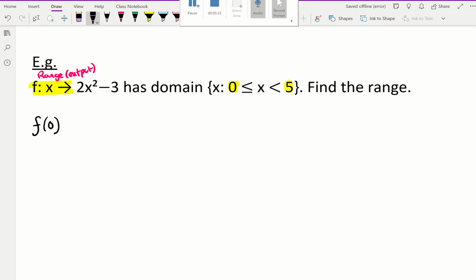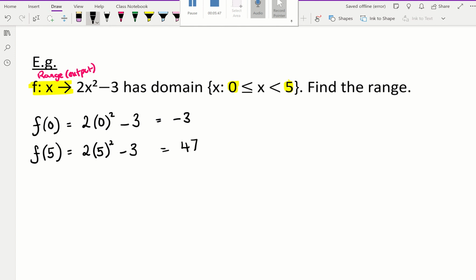So when x is 0, 2 times 0 squared minus 3 gives us -3. And when x is 5, 2 times 5 squared minus 3, so 5 squared is 25, times 2 is 50, take away 3 is 47.